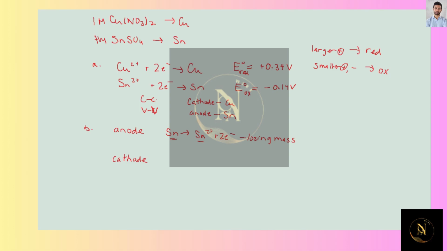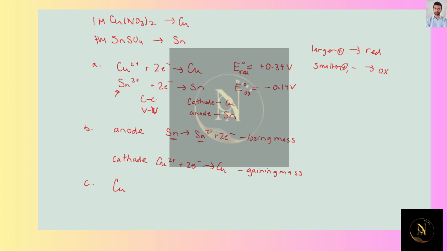Whereas at the cathode, we have copper ions going to copper metal, so they are plating onto the cathode. You're getting extra copper mass on there, so this is gaining mass. All right, in part C, we want the overall equation. So we are just adding these together, remembering to flip this one because it's going to be oxidation.